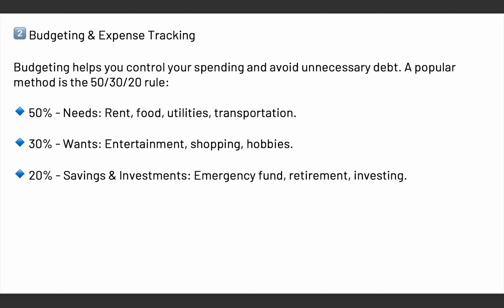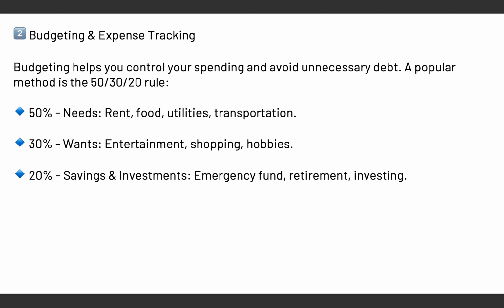Now, what are your needs? Your needs are things that you can't do without. They are things that you must spend money on in a month or in a year. And those needs include your rent, your food, your utilities, transportation, and so on. So that means 50% of your salary or income should go into your needs. Now, the next one is 30% should go into your wants.